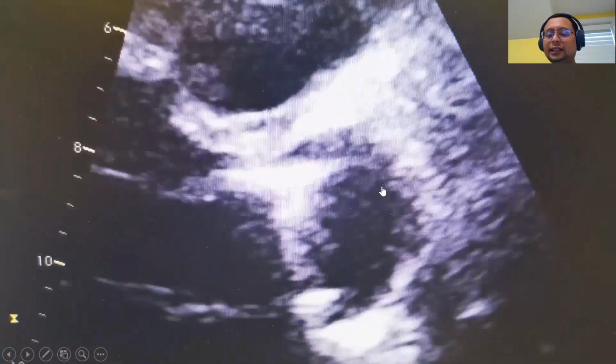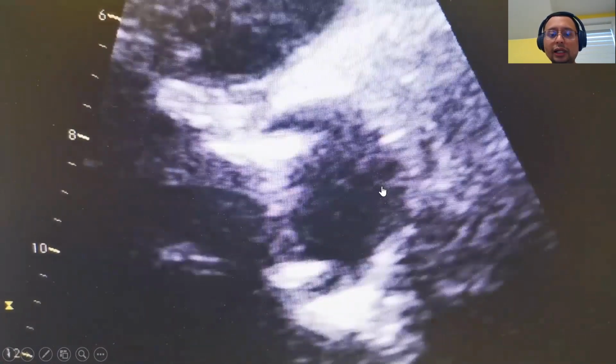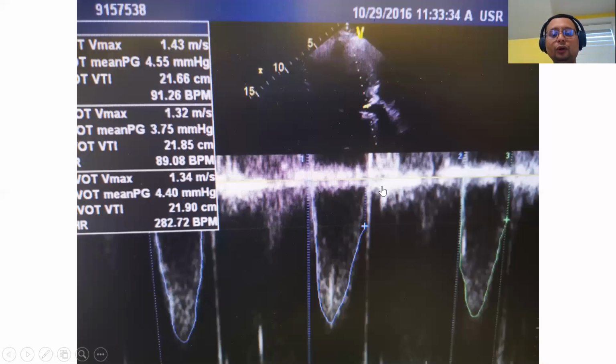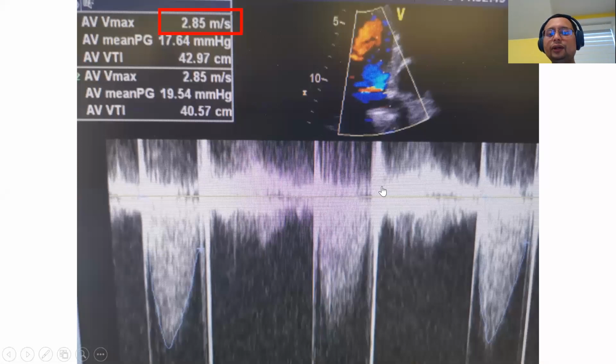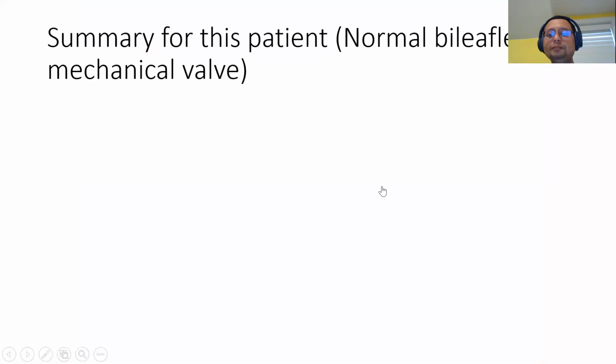So this is a long axis view. Again, nothing revealing in the long axis view here. Okay, this is the LVOT VTI, and that is the aortic valve VTI. You can see that the Vmax is 2.85. So what do I tell you? If the peak velocity is less than 3, and if the color doesn't show significant regurgitation, usually I'll stop at that. I know that this is a normal valve. Okay, the acceleration time is short.